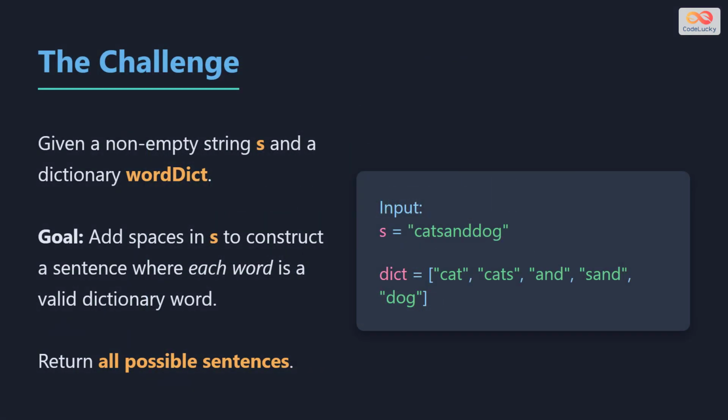We are given a string s and a dictionary of words. Our goal is to insert spaces into the string such that every resulting word exists in the dictionary. The catch is that we must return all possible sentences, not just one.